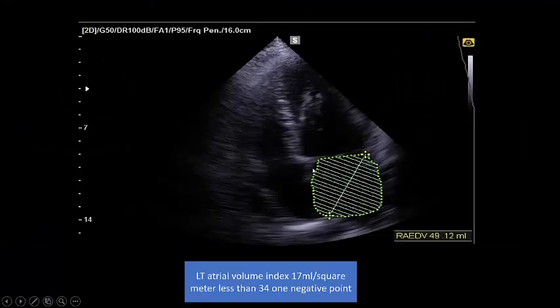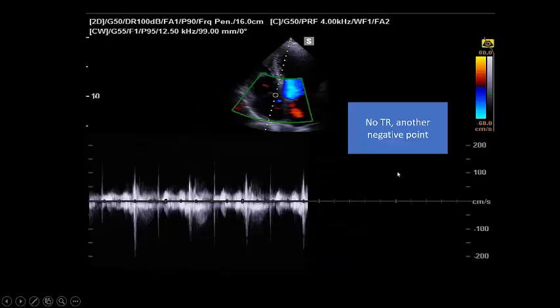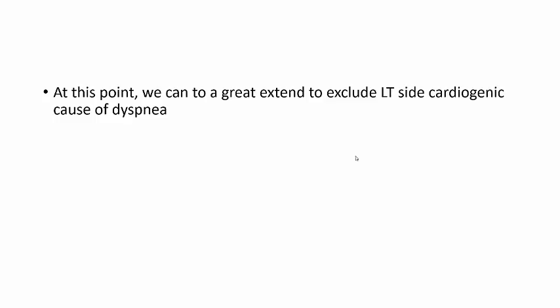Second, left atrial volume index. To have a positive point, it should be more than 34 milliliters per square meter. But our patient has only 17 milliliters per square meter, another negative point. No tricuspid regurgitation, another, third negative point. That means the patient has normal or low left atrial pressure and grade 1 diastolic function.